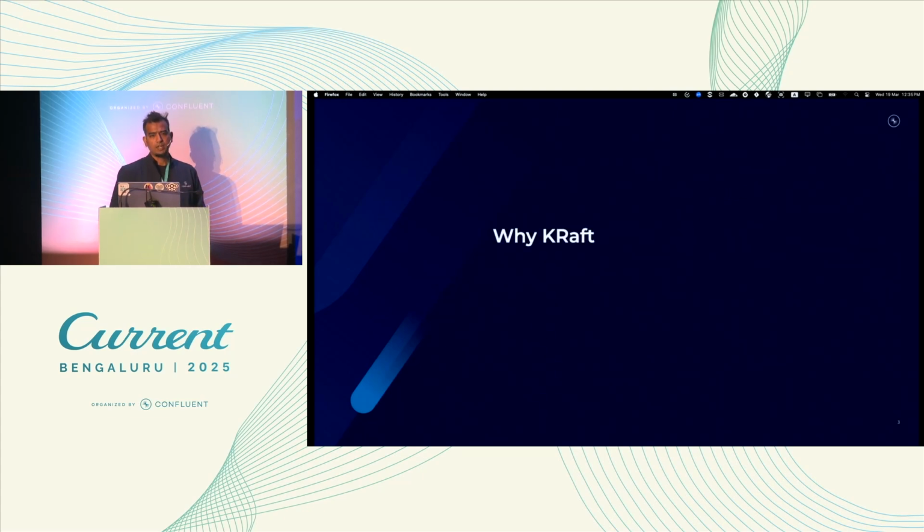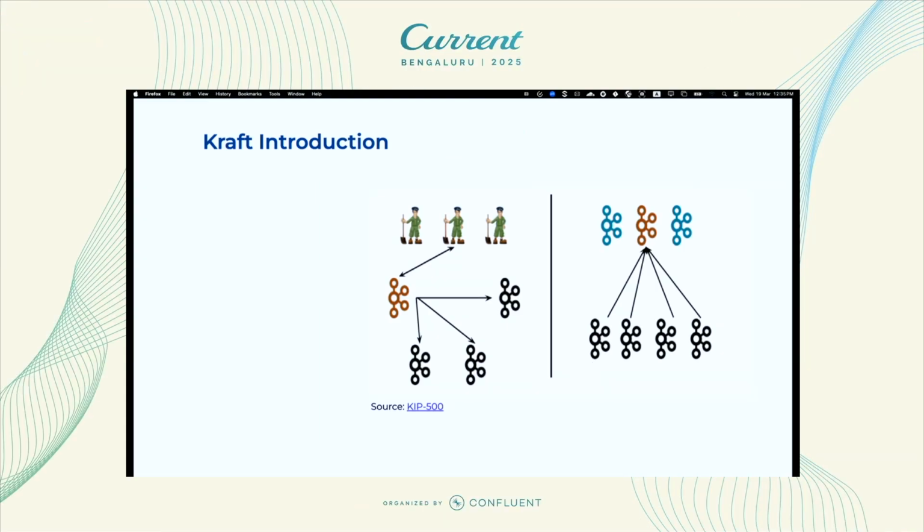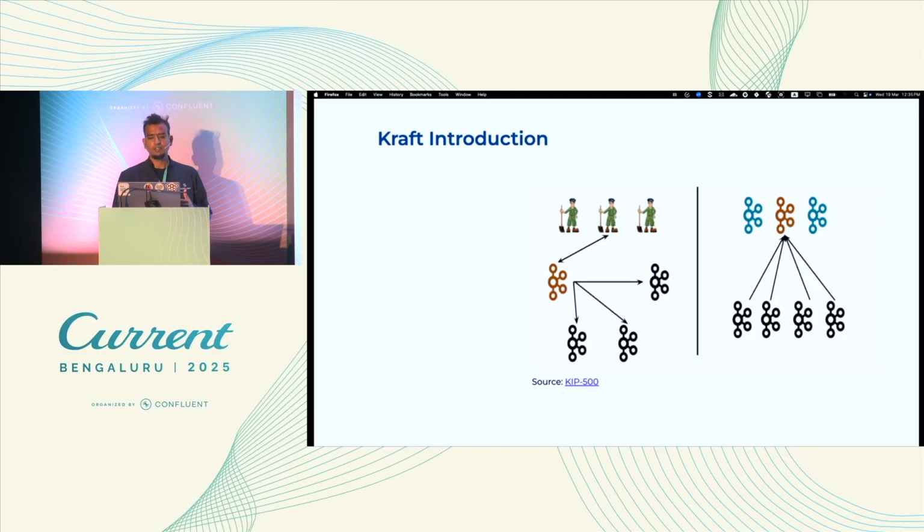So first, why KRaft? This is a picture from KIP-500, which introduced the migration from Zookeeper to KRaft. On the left-hand side, you can see a traditional Kafka cluster, wherein you had a set of brokers acting as a data plane. You had one broker acting as both data plane as well as a controller, and its responsibility was to store and fetch metadata from Zookeeper. Zookeeper acts as a consensus service to store Kafka's metadata.